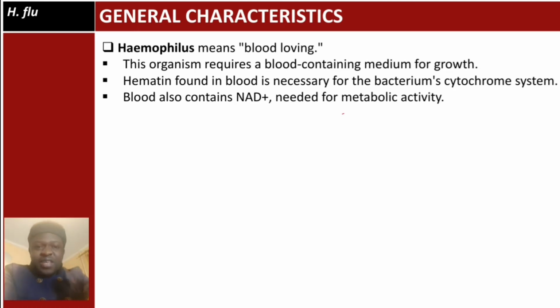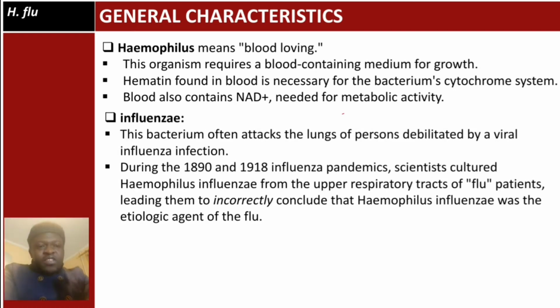What about influenzae? This bacteria often attacks the lungs of persons debilitated by a viral influenza infection. During the 1890 and 1918 influenza pandemics, scientists cultured Haemophilus influenzae from the upper respiratory tracts of flu patients, leading them to incorrectly conclude that Haemophilus influenzae was the etiologic agent of the flu. So flu is caused by what? Influenza viruses, orthomyxoviruses, right?